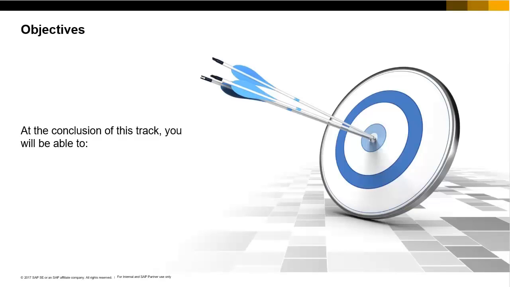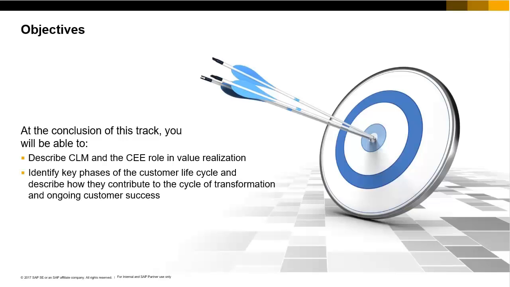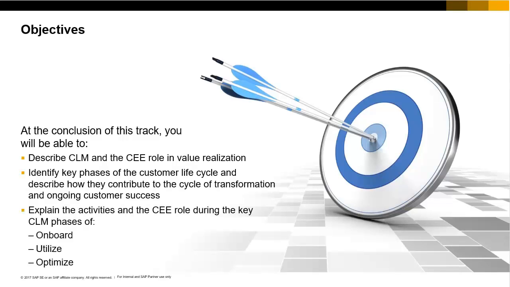First, we'll describe customer lifecycle management and the CE role in value realization. Then, we'll identify key phases of the customer lifecycle and describe how they contribute to the cycle of transformation and ongoing customer success. Next, we'll explain the activities and the CE role during key CLM phases of onboard, utilize, and optimize. Now, let's get started with this track.